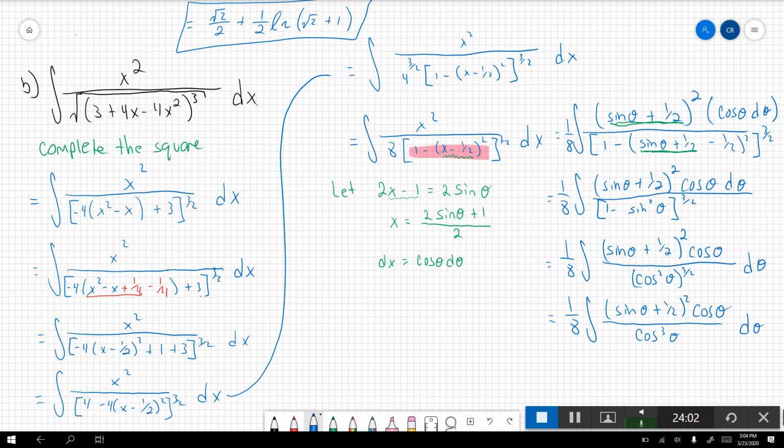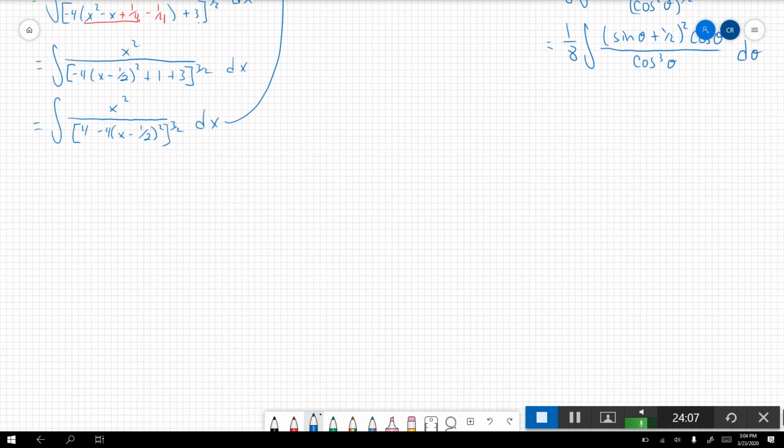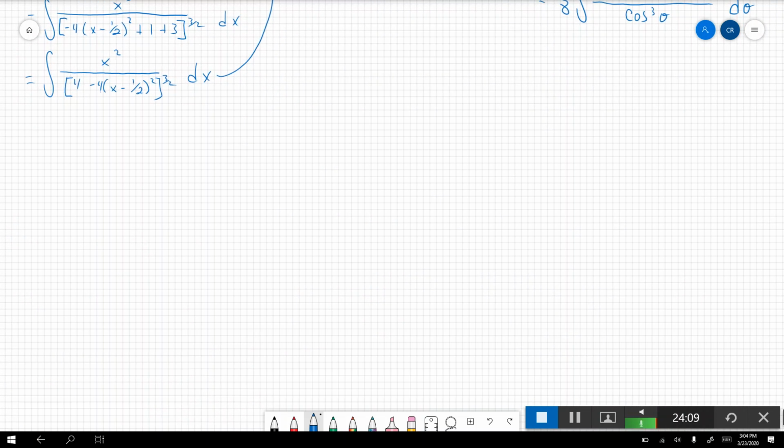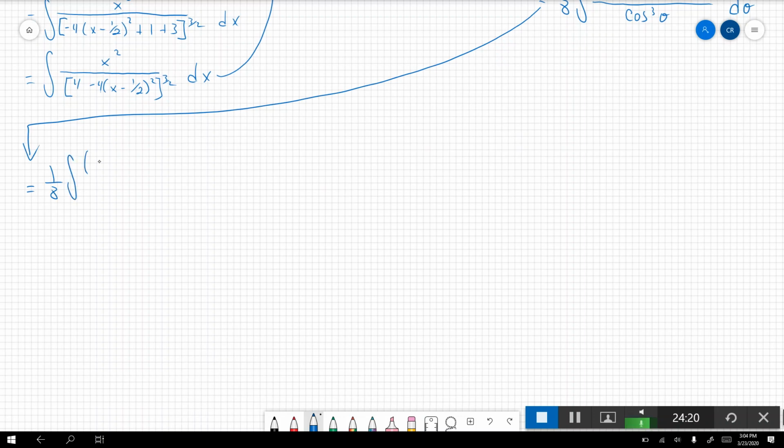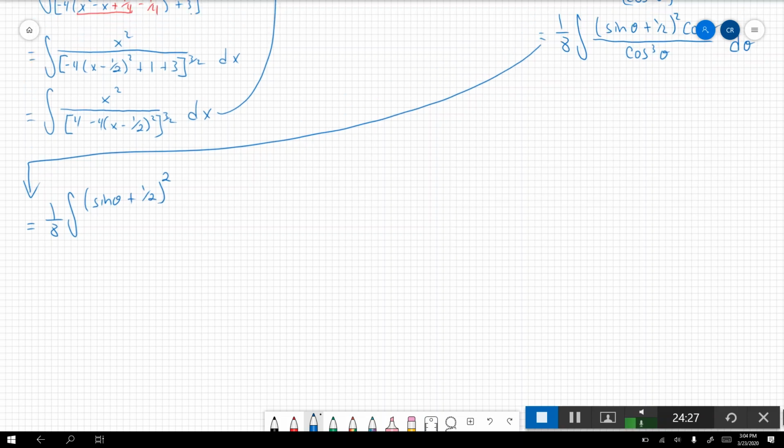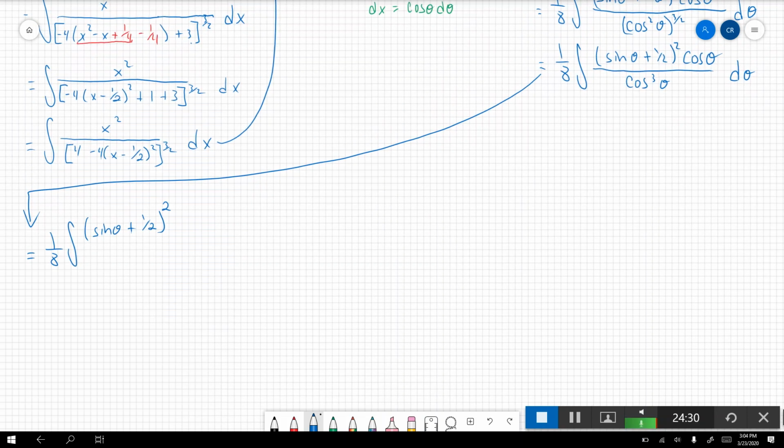Nice. So looking at this here, we now have this really nice place where we want to be. I'm going to rewrite this down here just for continuity. So this is going to be sine theta plus 1/2 raised to the power of 2. Now the cosines, one of them is going to cancel, so we're going to get cosine squared theta d theta. Boom. Nice.